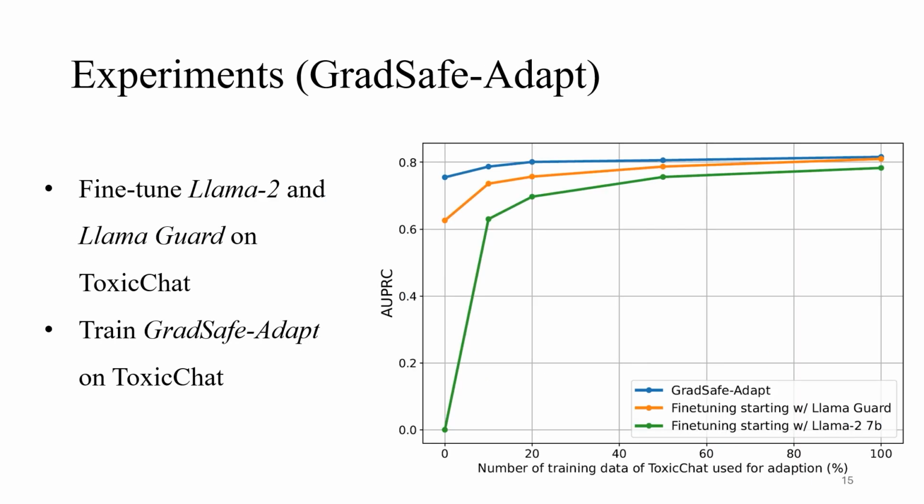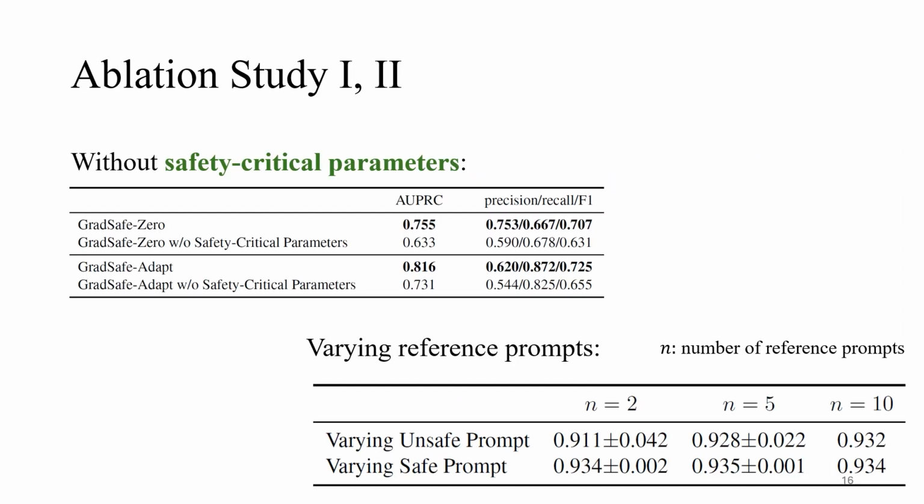As for GradSafe Adapt, it demonstrates commendable adaptation performance even with significantly less data used for adaptation, compared to LlamaGuard. For instance, GradSafe Adapt with only 20% of the training data achieves similar performance with LlamaGuard fine-tuned on 100% of the training data. There are in total 4 ablation studies.